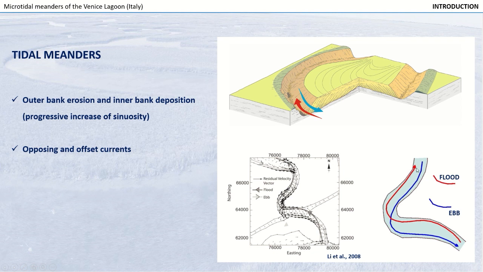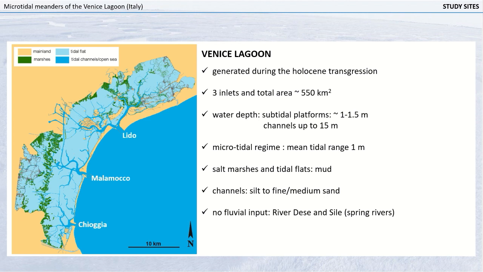What we are wondering here is if these basic principles are enough, if they can actually describe all the possible variability of patterns we can find in modern tidal channels. So we are studying these channels in the Venice lagoon.